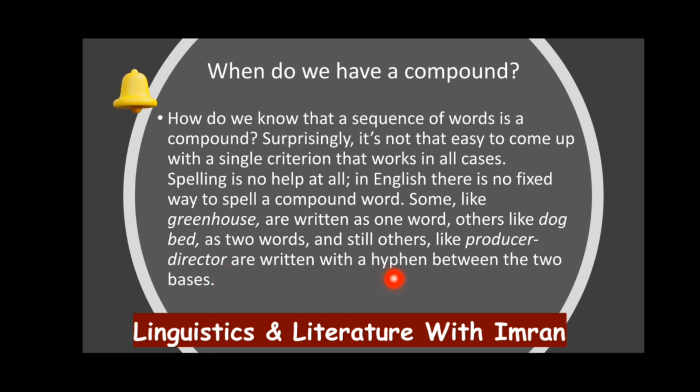So we can compose compounds in three different ways. We can spell a compound as one word. Here we have an example, greenhouse. You can see here the compound is spelled as one word. And here the compound is spelled as two words, dog bed. And here the compound is spelled as two words, but there is a hyphen between the two words: producer, hyphen, director. So we have three different ways that we can spell a compound in the English language, right?